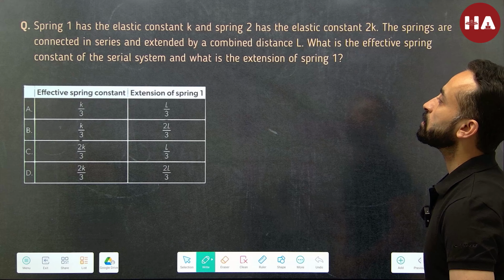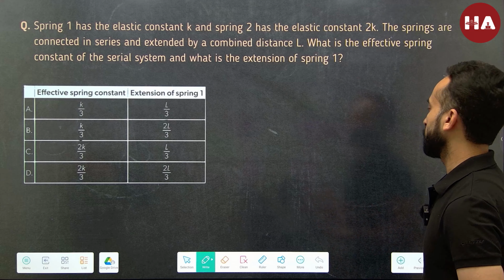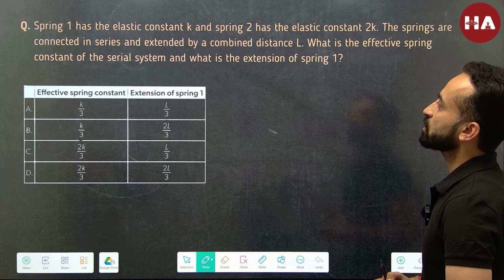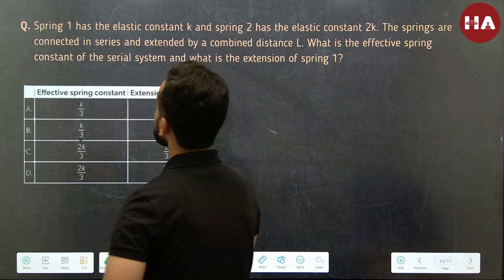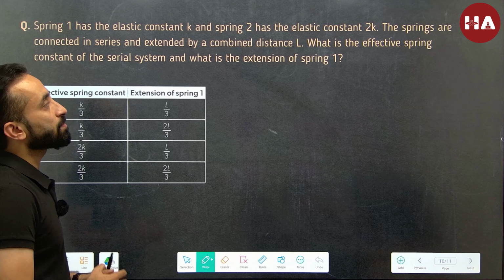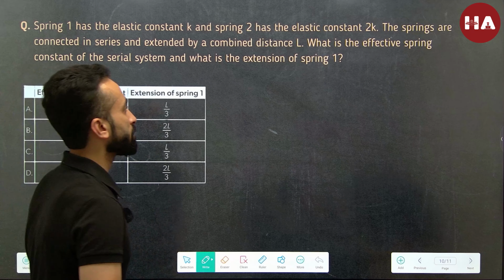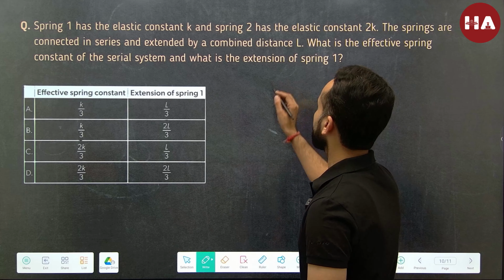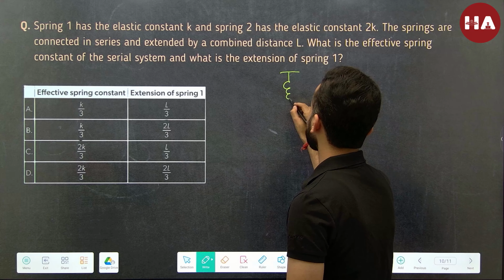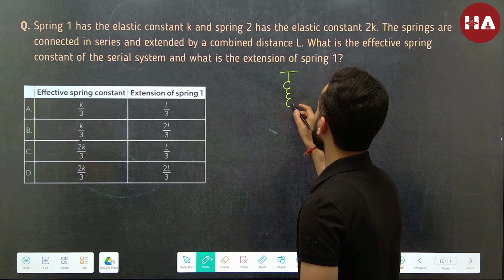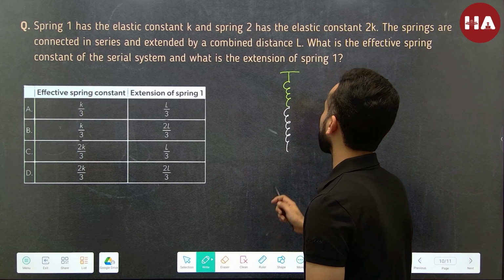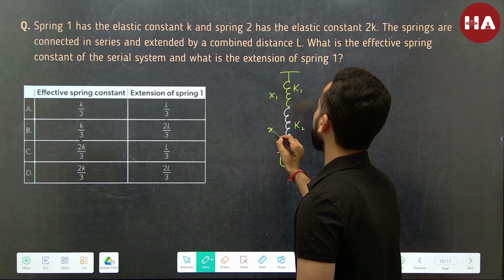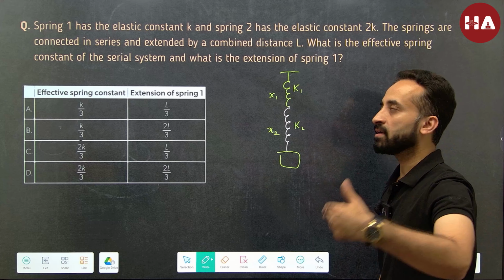Next let's talk about this numerical. Spring 1 has the elastic constant K and spring 2 has the elastic constant 2K. The springs are connected in series and extended by a combined distance of L. Can you imagine, it is the same setup where there is one spring, let's say this, and there is another spring, let's say this. Let's call this K1, and this K2. Let's say this extends by x1 and this extends by x2.